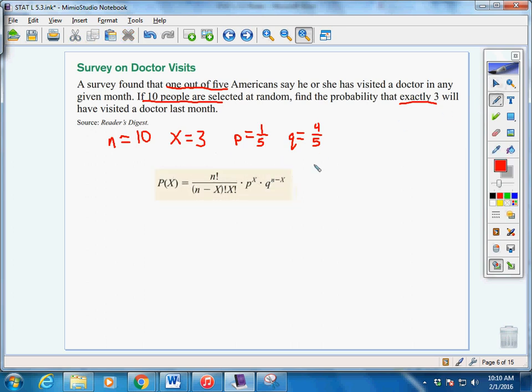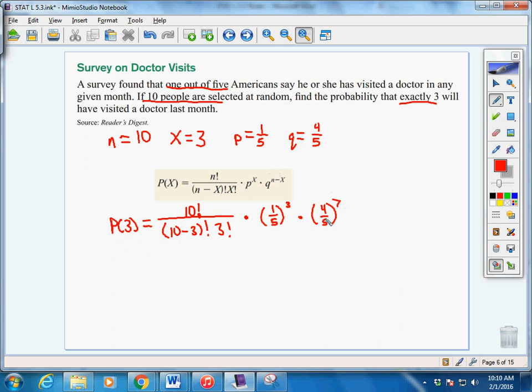So, we want the probability that we're going to have 3 people. We're going to take our trials factorial over, and then just start filling things in. 10 minus 3 factorial times 3 factorial. All of it multiplied by our probability, 1/5, raised to our number of successes, 3, times our failures, 4/5, raised to the number of trials minus the number of successes. In this case that would be 7, 10 minus 3.